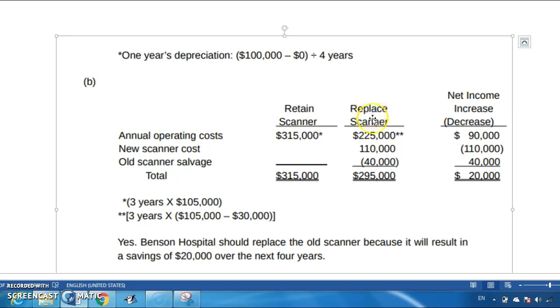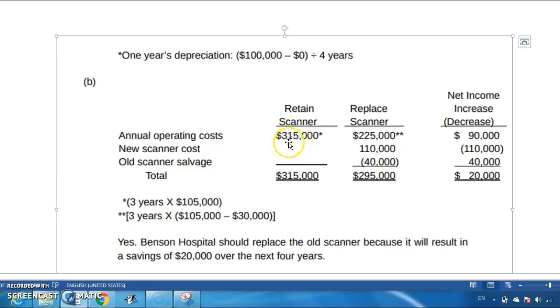And here we have replace scanner, if the hospital agrees to replace the scanner. So eventually we're going to have net income increase or net income decrease. So what do we have here? We have annual operating cost. This is the first thing that we consider, the annual operating costs. How much are the annual operating costs if the hospital retains the scanner?